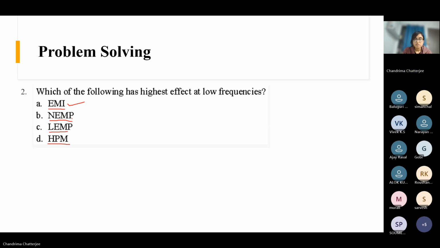I think the correct option is LEMP. So lightning electromagnetic pulse has the highest effect at low frequencies. LEMP is basically a natural phenomenon. Whenever there is lightning, it emits some electromagnetic emissions.